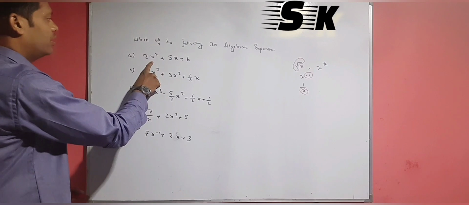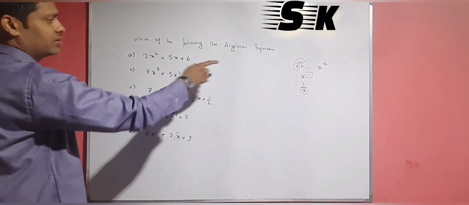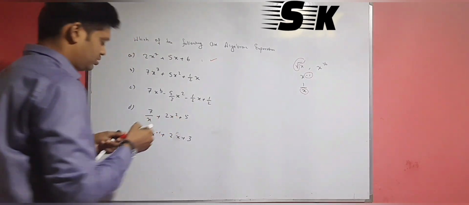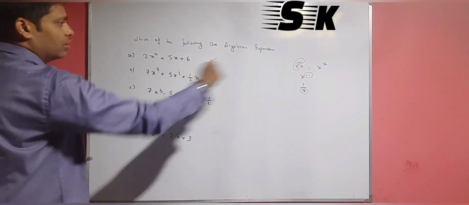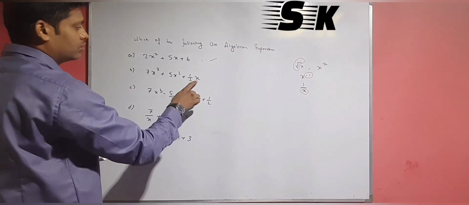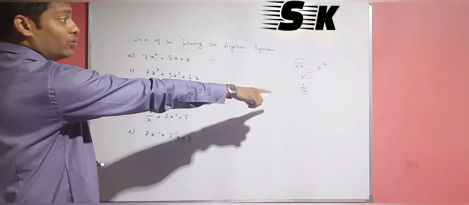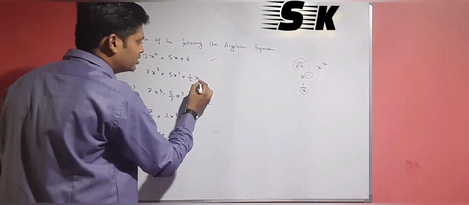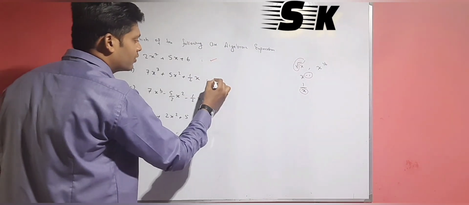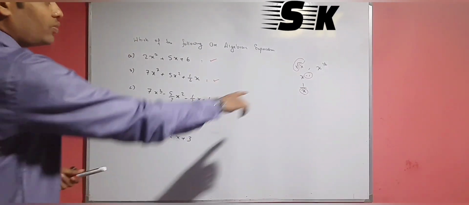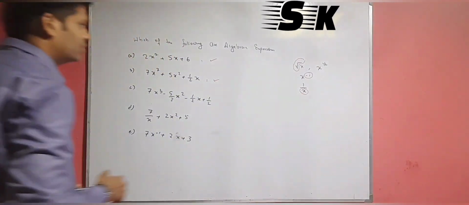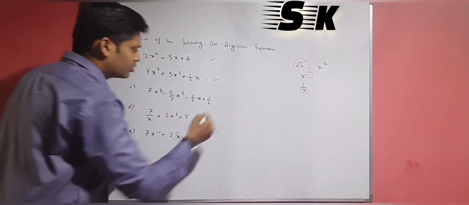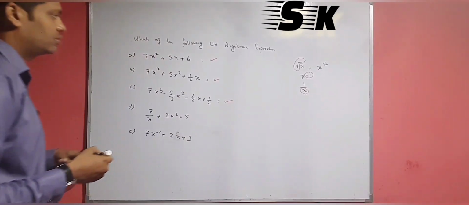So here x square, nothing like that, x, nothing like that, 6. So it's an algebraic expression. Very good. Number is there, but I told you that variable should be there. Constant can be below. Below means like this, below will be here. So 3 is there, 2 is there, x is there. So okay, sir. Very good.